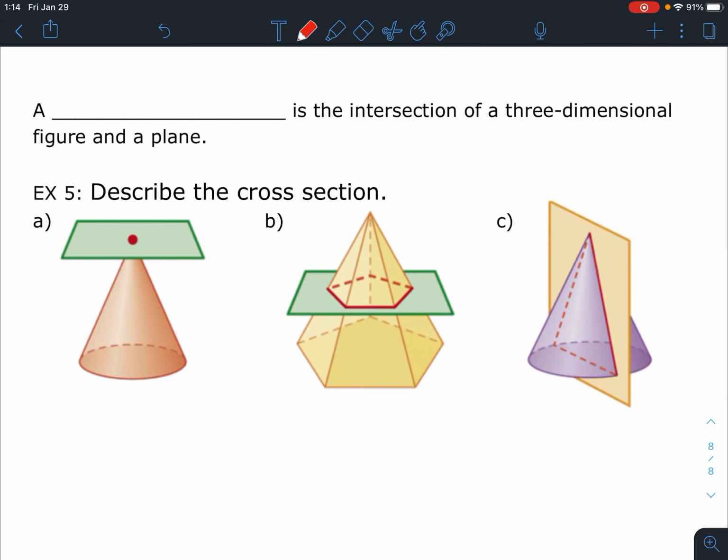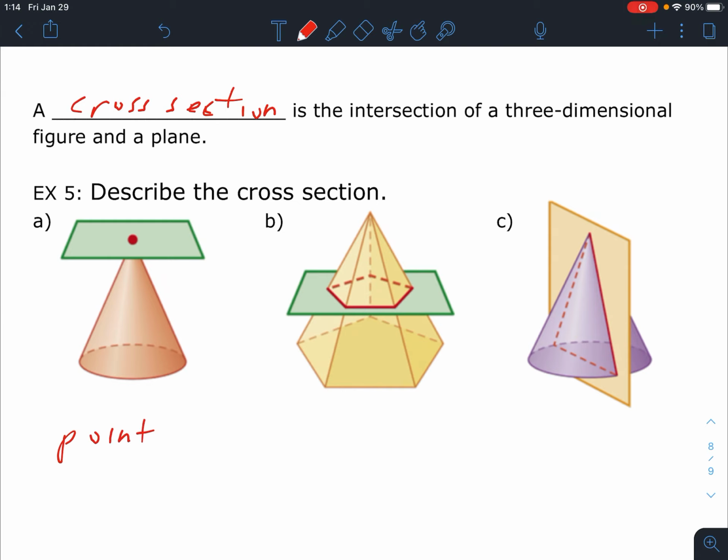All right, lastly, the last thing we're talking about here is cross sections. A cross section is the intersection of a three-dimensional figure and a plane. The way I always say to think about this is take a three-dimensional figure and think of a plane as like a really sharp knife, and you were to cut that three-dimensional figure at some point, okay? Now in part A, we're essentially laying that knife on top of the cone. So that is just going to intersect at a point.